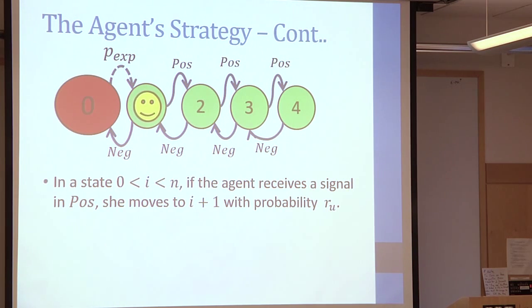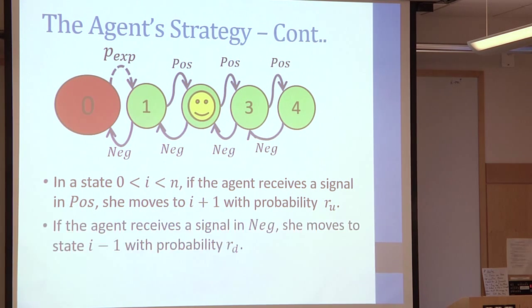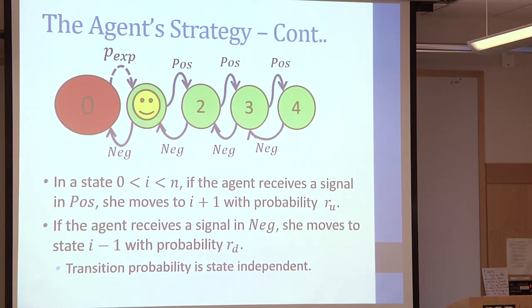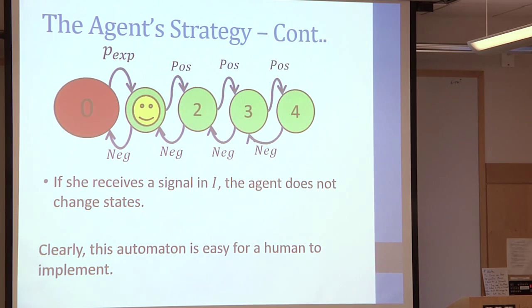When he's in state 1, he gets signals. So now if he gets a signal in pos, he will move one state above with some positive probability. If he gets a signal in neg, he will go to the left. And this transition probability won't depend on the state, not like in Wilson's model. Okay, this will be the same throughout all the states. And if he gets a signal in I, he will not do anything.